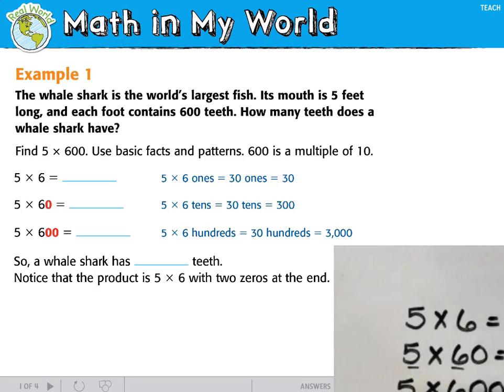Now I have 5 times 600. So I'm going to do 5 times 6, which is 30. And that would be 30 hundreds. So I need the 2 zeros from the hundreds. So a whale shark has 3,000 teeth. Notice that the product is 5 times 6 with 2 zeros at the end.